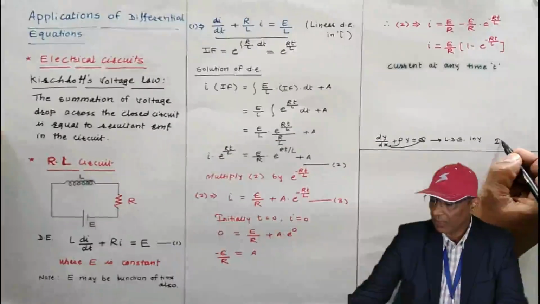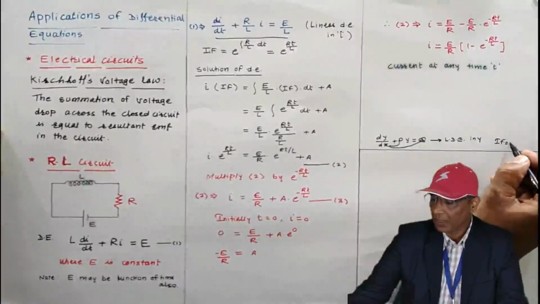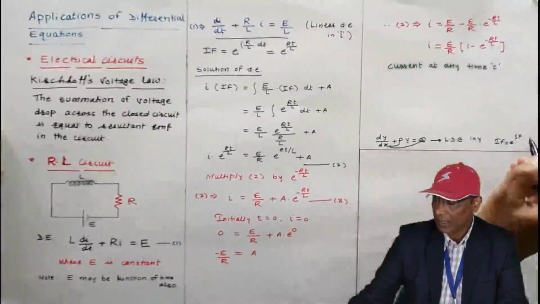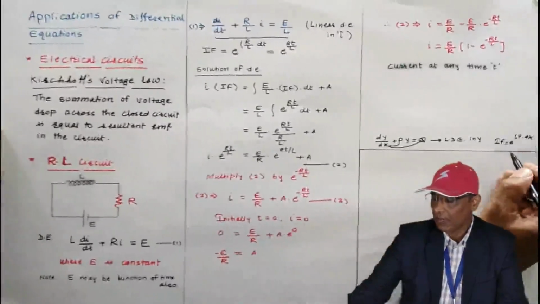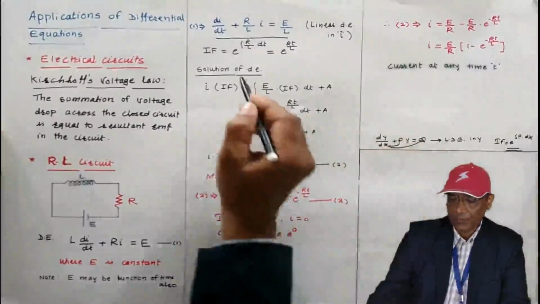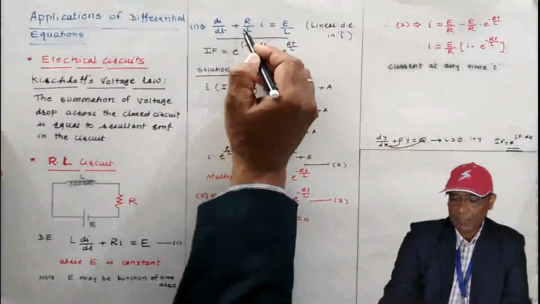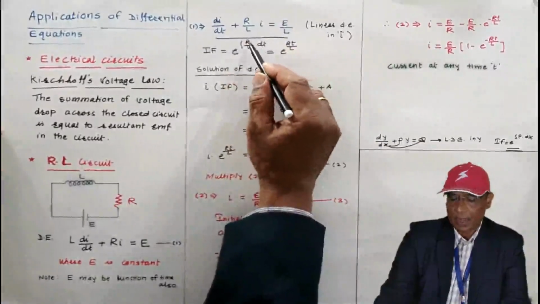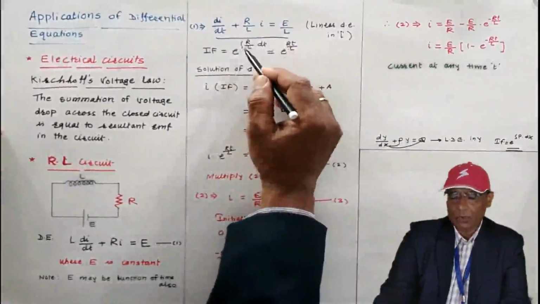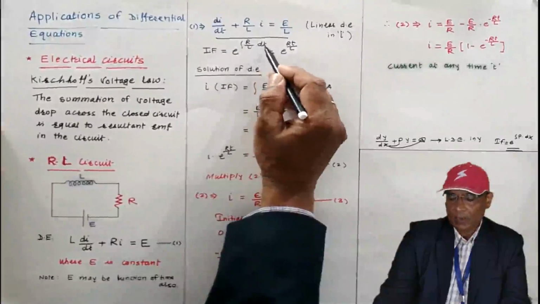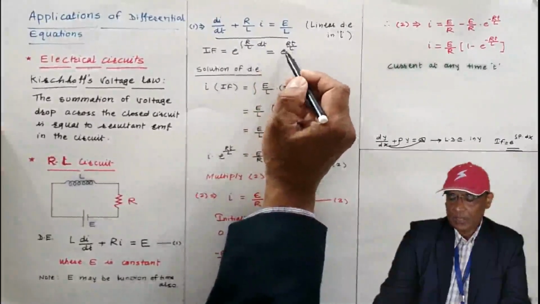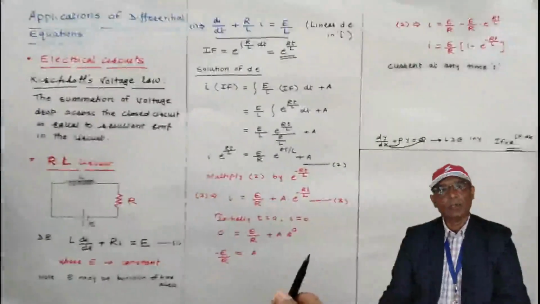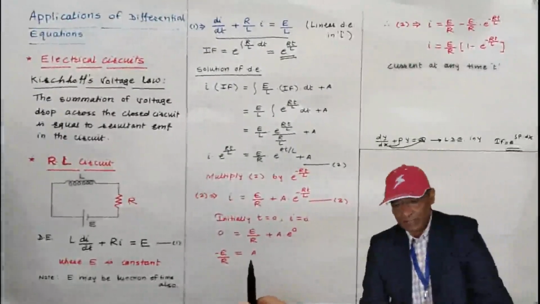What is the integrating factor here in this equation? It is e to the power integration of p dx; we have to integrate p with respect to x. Here we have to integrate R by L with respect to t. R by L is constant, so take it outside the integral, and the integral of 1 with respect to t is t. So e to the power Rt by L is the integrating factor.